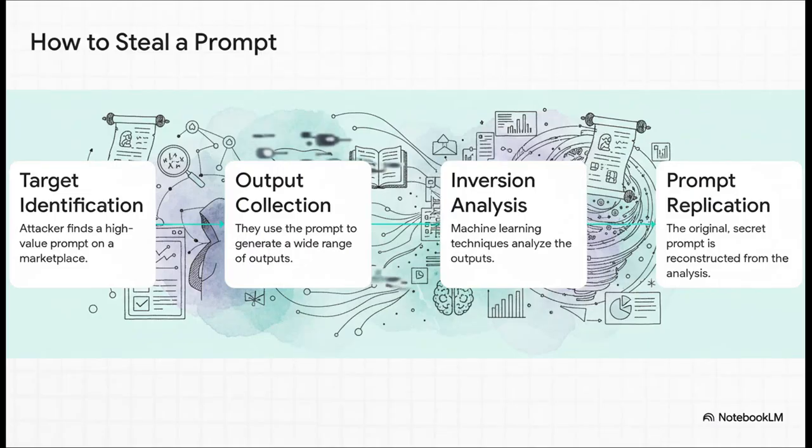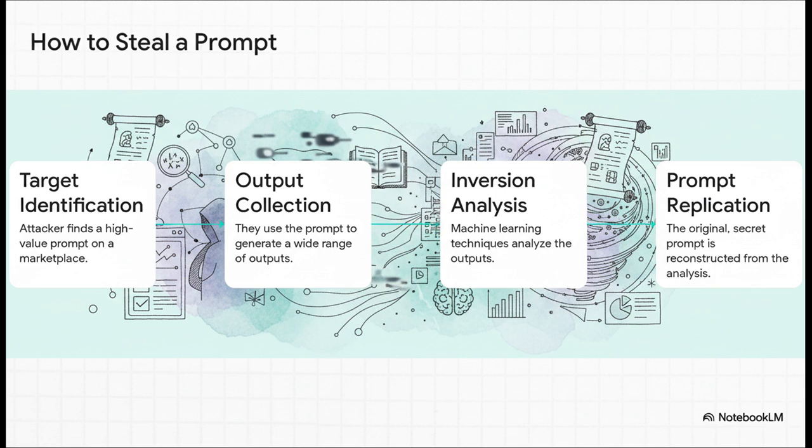So how in the world do you steal a prompt? It's pretty clever, actually. An attacker targets a valuable one on a marketplace. They use it to generate tons and tons of different outputs. Then comes the magic. They take all those outputs and feed them into another machine learning model. They use a technique that's basically like working backwards from the answer to figure out the original question. And with enough examples, their model can piece together and reconstruct the original, secret, and very valuable prompt.